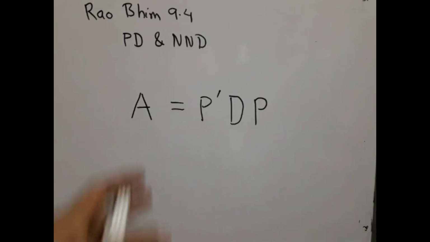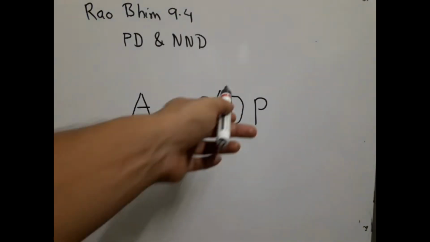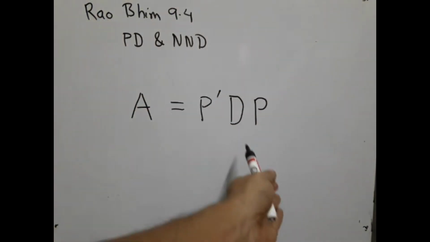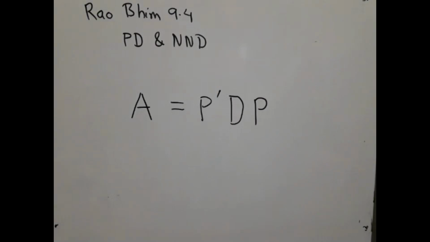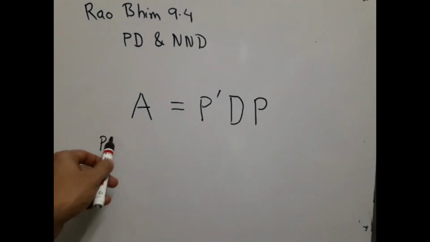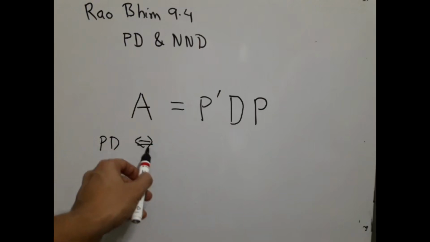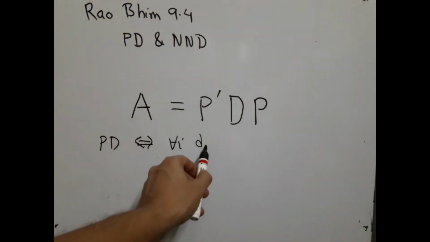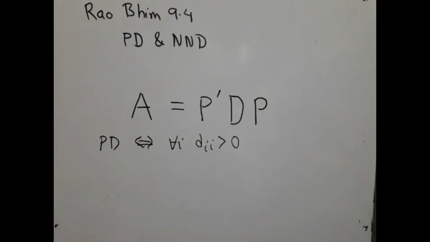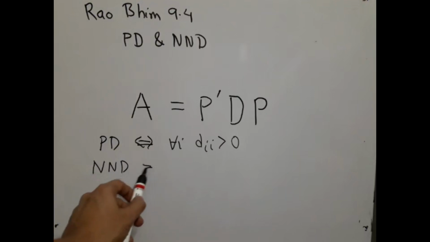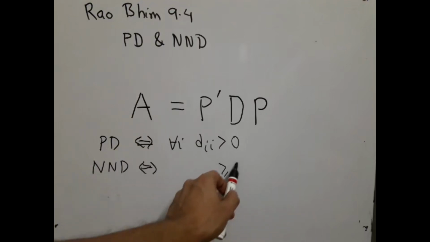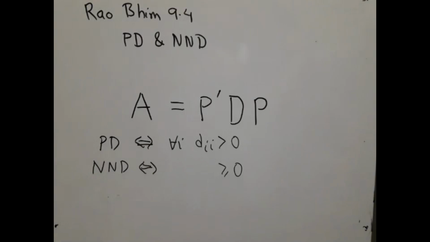First of all, when will it be PD? It will be PD if and only if all the diagonal entries of D are strictly positive. So PD if and only if for all i, d_ii is strictly positive. It will be NND if and only if all of them are greater than or equal to 0. Similarly, you can write it as negative definite if it is strictly less than 0, and that is absolutely straightforward to see. Now, how do you see this?